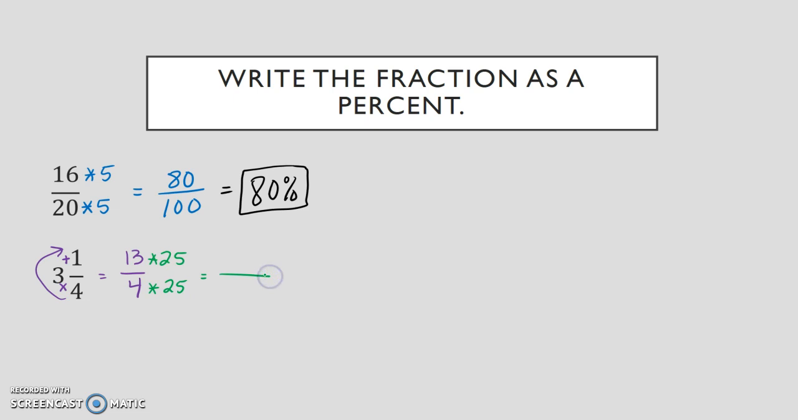So when I do that, I get 4 times 25, which gives me 100, which is what we wanted. Then we have to take our 13 and multiply that by 25. So that's a little bit of a bigger number. We end up getting 325, which again, whatever number is out of 100, that is our percentage. So this is 325%.